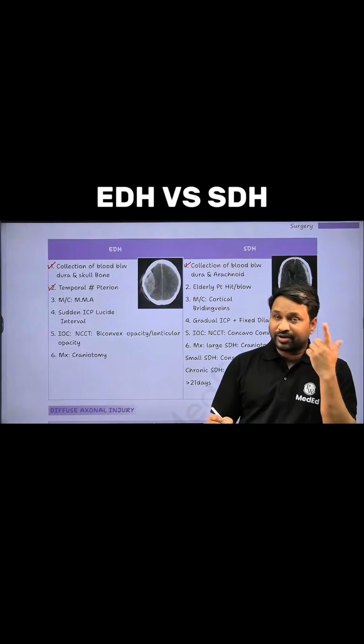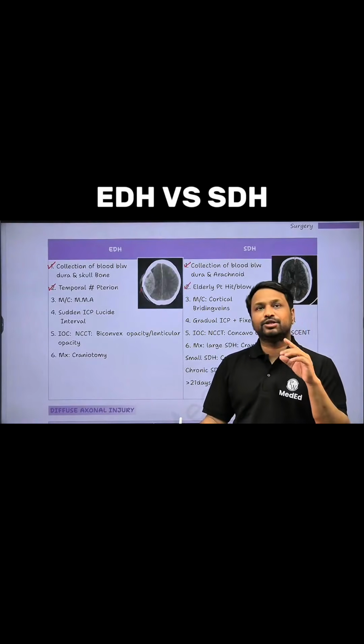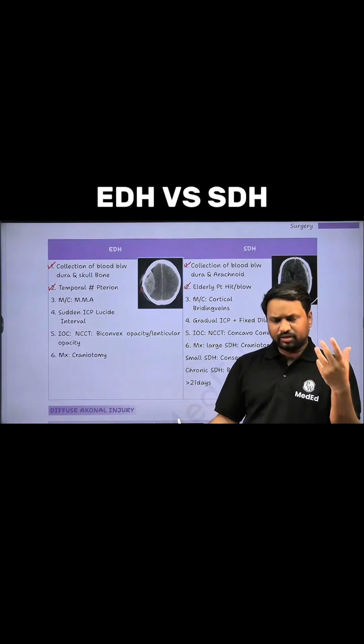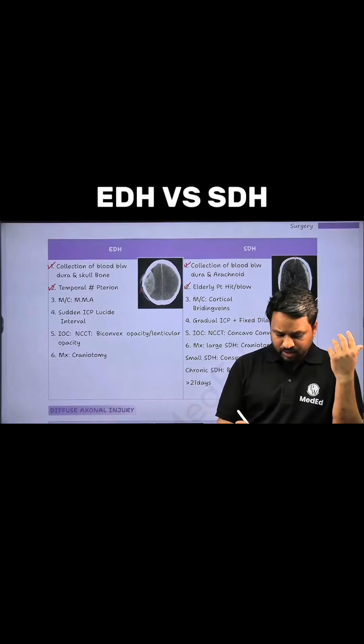EDH is usually because of a temporal fracture causing pterion injury. Here, it is an elderly patient with a hit, blow, or any component injury to the head per se. The most common source of bleeding is the middle meningeal artery for your extradural. This is your cortical bridging veins.